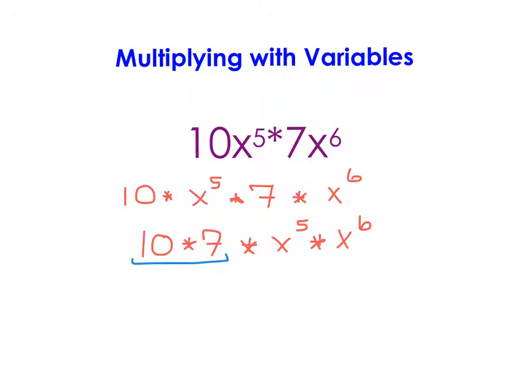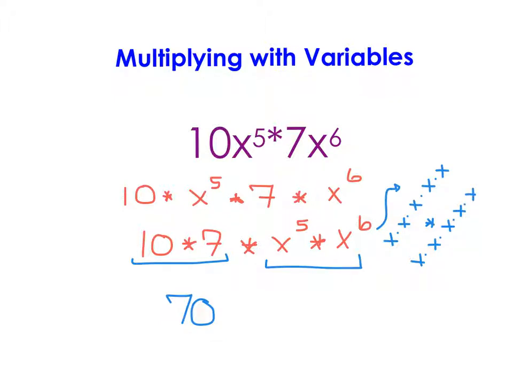So here we have 10 times 7, and hopefully in your brain this is jumping out as 70. And then the second piece is a little bit more difficult, but if we think about it, x to the power of 5 really means x times x times x times x times x. And we're multiplying that by x to the power of 6, which is x times x times x times x times x times x. So really what's happening is we're multiplying 1, 2, 3, 4, 5, 6, 7, 8, 9, 10, 11 x's together. So we can write those together as x to the power of 11.